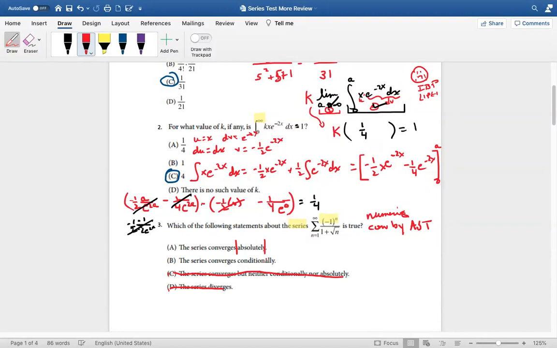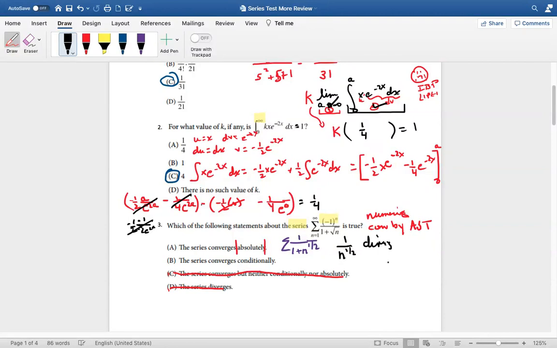How do you test for that? You take the absolute value of the series, right? So the absolute value of the series, the alternator goes away, and you just have 1 over 1 plus n to the 1/2. This is multiple choice. I don't have to write out everything. I just have to think to myself, I'm going to need a comparison. I'm going to compare to the kissing cousin, n to the 1/2. N to the 1/2 diverges.